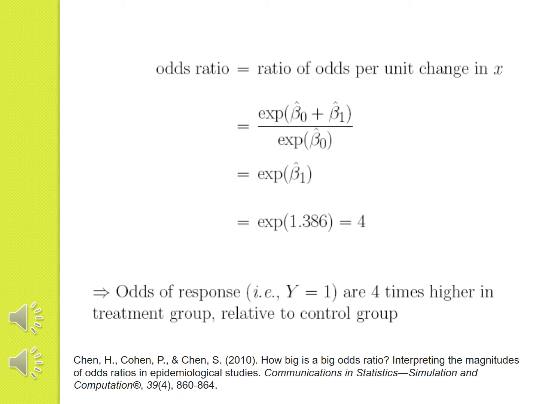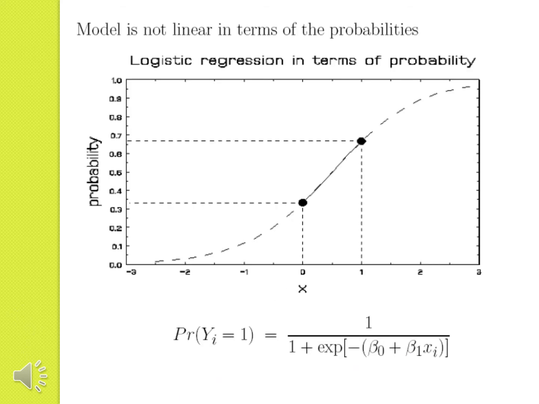Also note I added a reference to an article by Chen in 2010 about odds ratio sizes. Sometimes people ask about it. Cohen talks about effect sizes in terms of Cohen's d and other things. There's an interesting article here if you're interested in how to talk about odds ratios in terms of small, medium, and large. There's some language and some suggestions in this article.